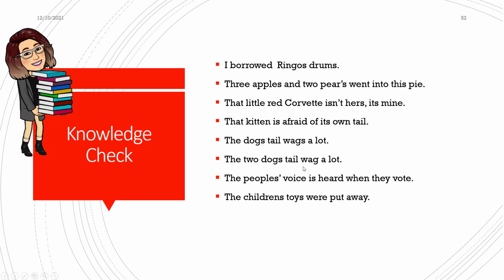The dog's tail wags a lot. So here you have an apostrophe S. Whose tail is it? It's the dog's tail. The 2 dogs wag a lot. The 2 dogs' tail wags a lot. And so here, that's correct. The people's voice is heard when they vote. So here is correct. The children's toy. Okay, so here you need the children's apostrophe S. Toys were put away.